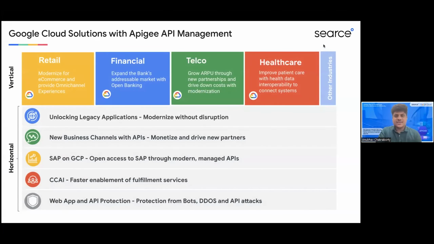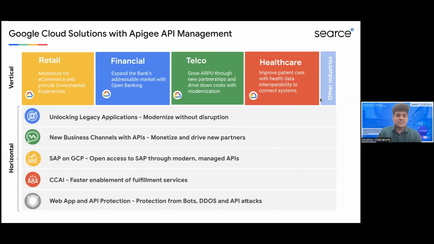On my first slide here, we have the different verticals and horizontals that we support. First, as you can see, is retail. So if you have an e-commerce platform or if you want to build your omni-channel experiences, you can do it through Apigee. Then we have financial. If you have a bank, if you're an NBFC, if you're a credit organization, then also it fits the use case with Apigee. You can drive your APIs through Apigee to different platforms. Then we have telco, where you can grow your ARPU and new partnerships to drive down the cost with modernization with Apigee. And similarly, we have healthcare and other industries.